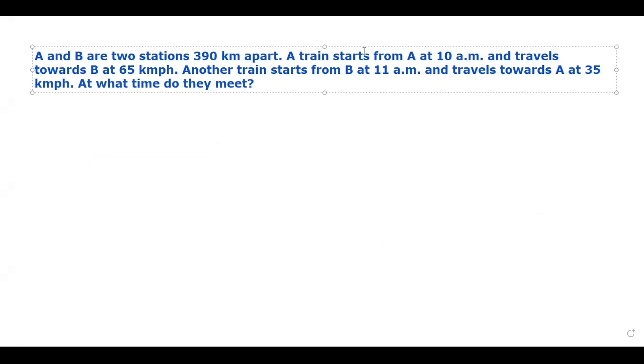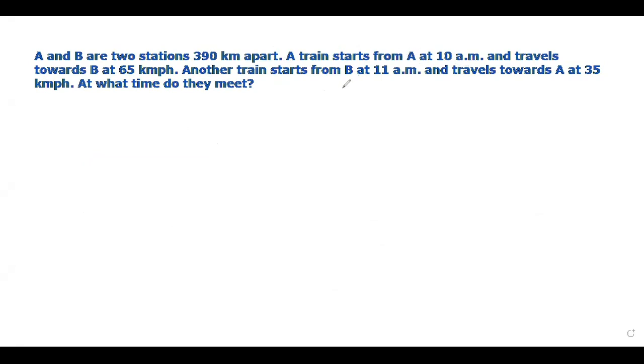What is it saying now? This question is saying A and B are two stations that are 390 kilometers apart. A train starts from A at 10 a.m.